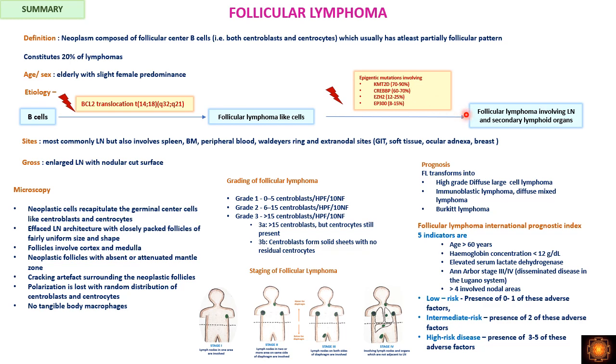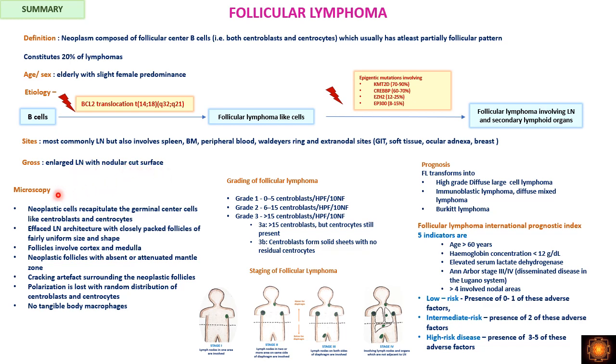And in that, the genes which are involved are KMT2D, which is most commonly involved. Next important is the CREBBP gene, and the EZH2 gene, and the EP300 gene. As I told you, there are other genes also which can be involved, but these are the most commonly involved genes which undergo mutations in these cells. Then regarding sites, follicular lymphoma most commonly involves the lymph nodes and lymphoreticular system. Extranodal involvement is very uncommon. And grossly, we have lymph nodes which are enlarged and have a nodular cut surface.